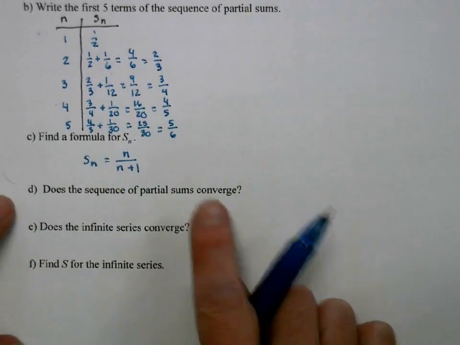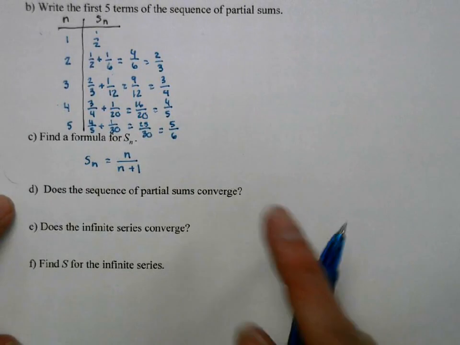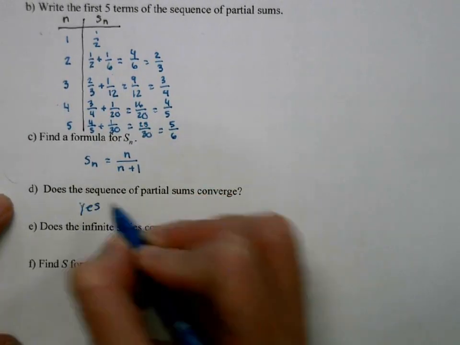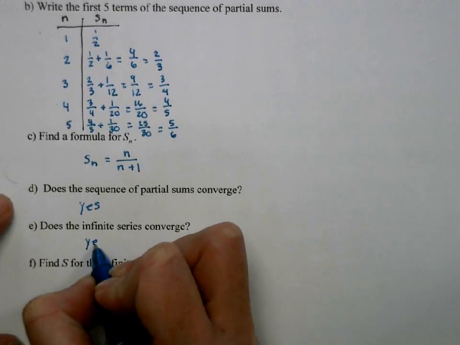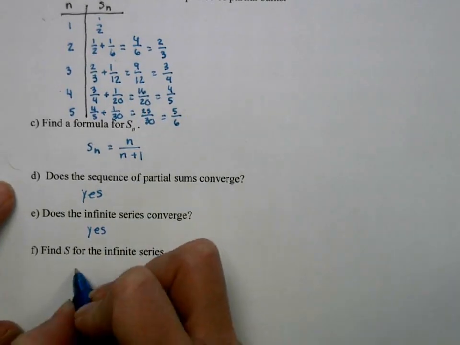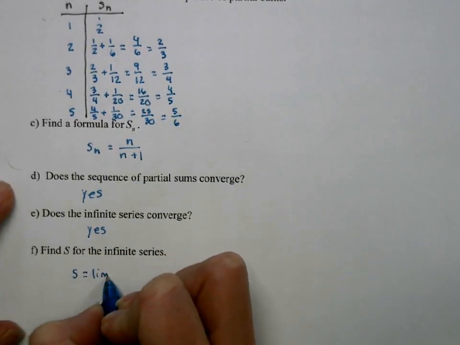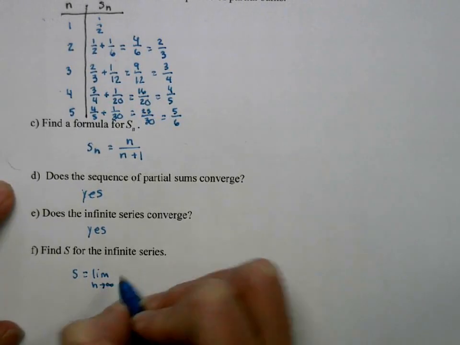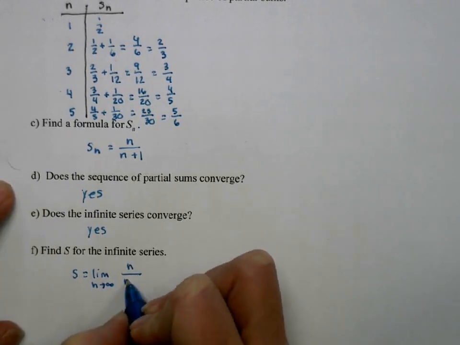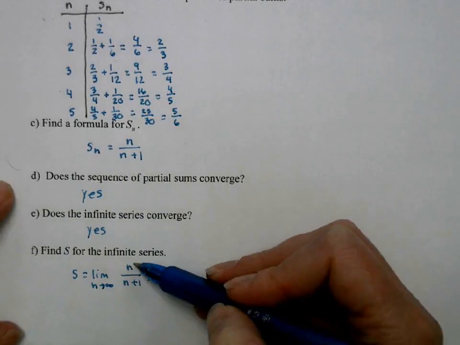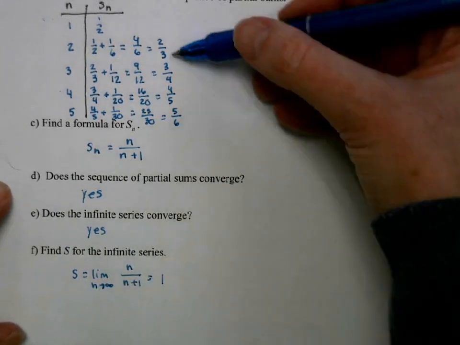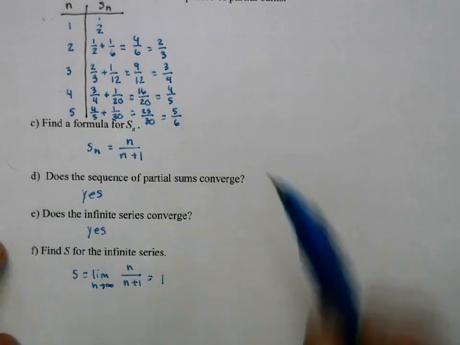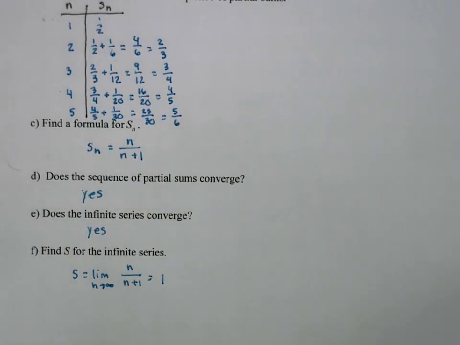Does it converge? Does it have a limit? Yes, sure does. If it has a sum or a limit, then that means the infinite series converges, and it's going to converge to whatever the limit of the nth partial sum is. Algebraically, those have the same degree, so the limit is 1. Numerically, looking at my chart, those values are approaching 1, so that is our sum.